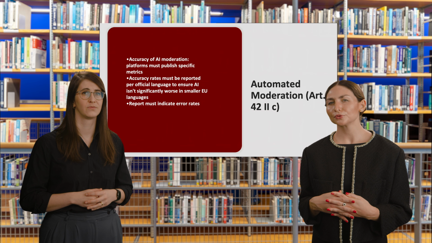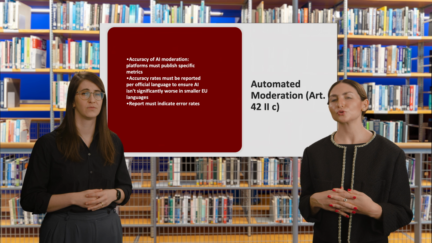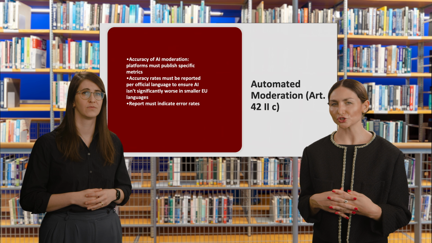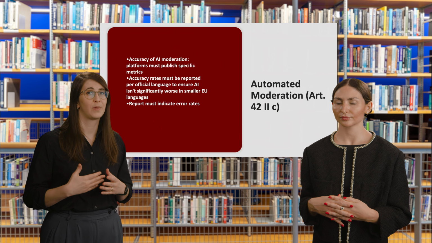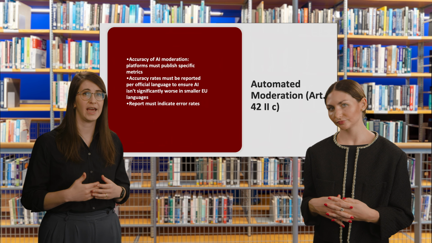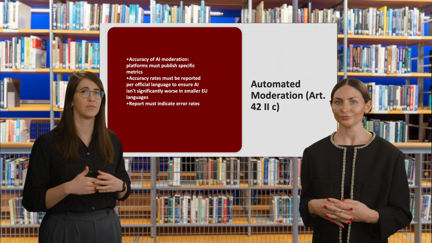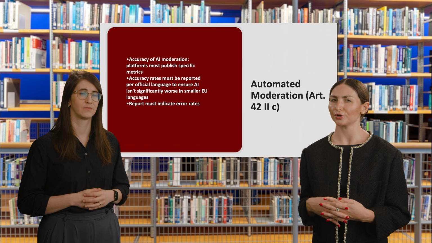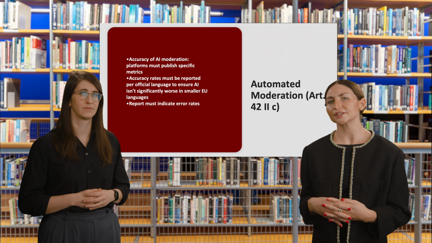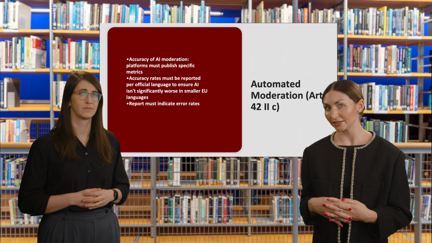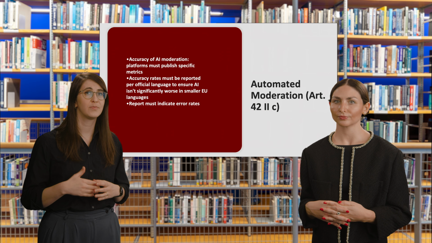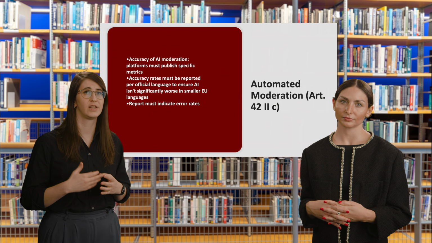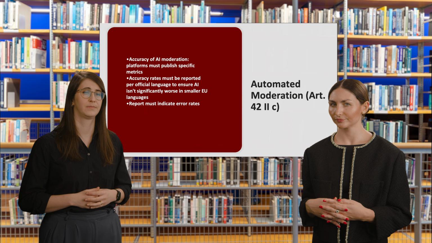Article 42 also pushes platforms to qualify automated moderation performance. So platforms must publish metrics on the accuracy of automated content moderation. Crucially, this should be broken down per country, so performance in smaller EU countries cannot be hidden in error edges. And the report should include error rates, so the limits of automation become visible.